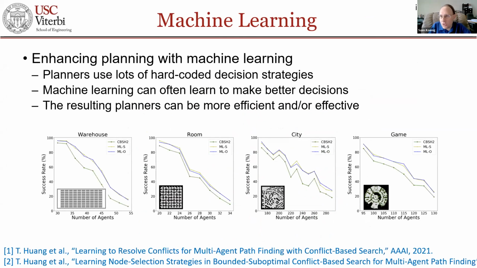So how do we use machine learning in our own work? Well, we use it to enhance planning with machine learning, because it turns out that planners use lots of hard-coded decision strategies. So for example, in conflict-based search, if you have several collisions, which one do you want to resolve next? Conflict-based search uses a hard-coded human-developed strategy, but machine learning techniques can do much better. And that means that the resulting planners can be much more efficient or effective. All right, so my time is running out.